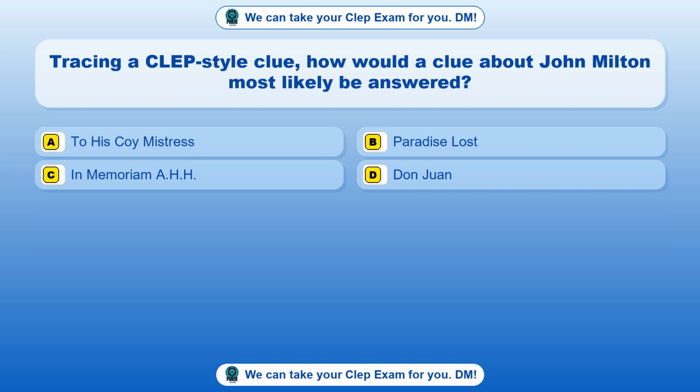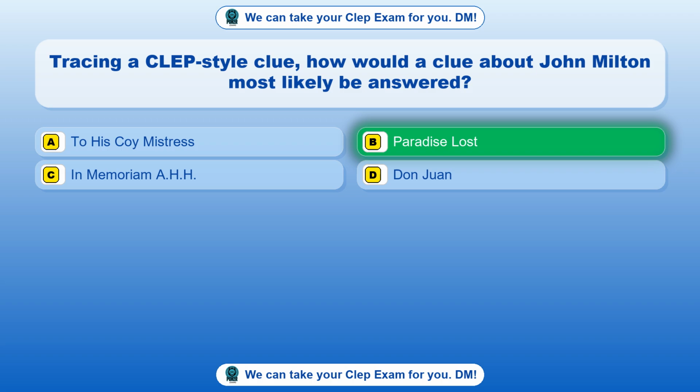Question 85. Tracing a CLEP-style clue, how would a clue about John Milton most likely be answered? Option A. To His Coy Mistress. Option B. Paradise Lost. Option C. In Memoriam A.H.H. Option D. Don Juan. The correct answer is option B.